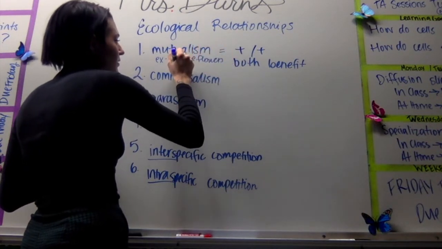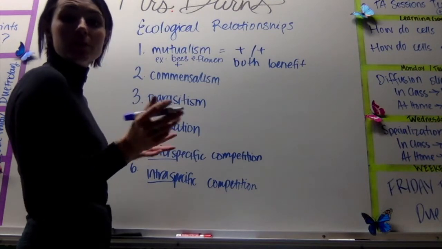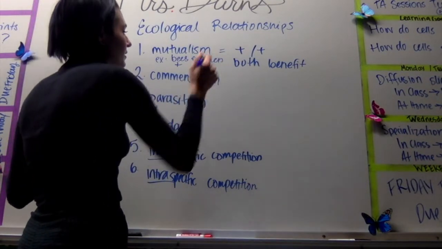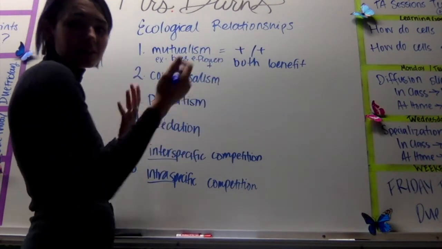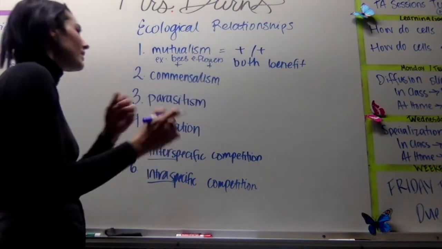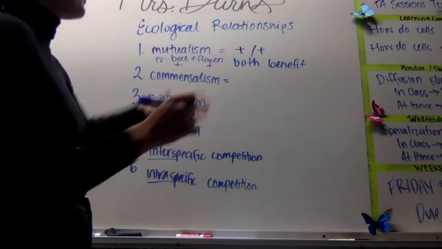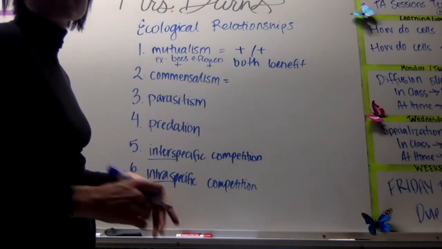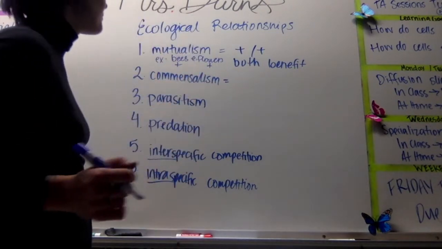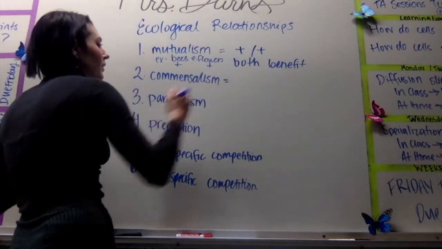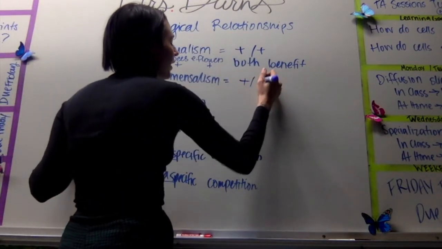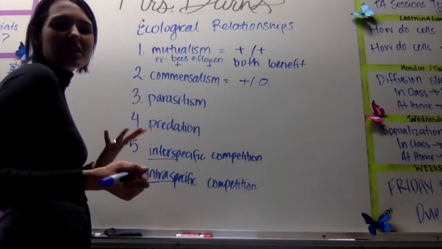Bees get to benefit because they get food when they pollinate. Flowers get to benefit because they're pollinated, which means they get to continue on their life. They get to continue on their generations, right? They get to share their genetic information. So bees get food, flowers get pollination, which is really important. So that's mutualism, both benefit.